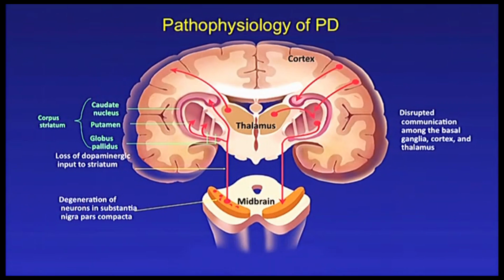Now, the cells that are present and are healthy, they have their cell body in the substantia nigra, but their axon goes all the way up into the caudate and into the putamen. And this is the area where the presynaptic terminal is. And it's also the area where the dopamine is released.